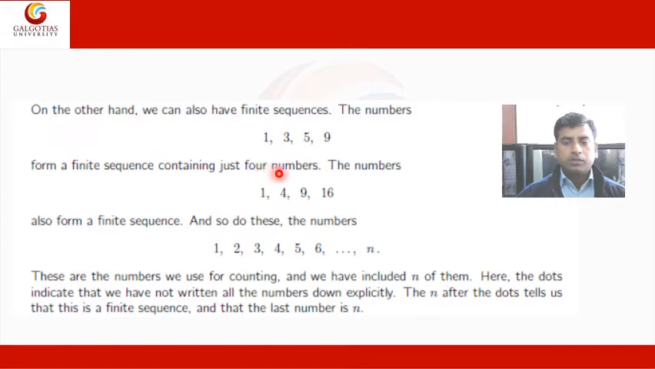The numbers 1, 4, 9, 16 also form a finite sequence, and so do the numbers 1, 2, 3, 4, 5, 6, up to n. These are the numbers we use for counting, and we have included n of them. Here the dots indicate that we have not written all the numbers down explicitly. The n after the dots tells us that this is a finite sequence and that the last number is n.